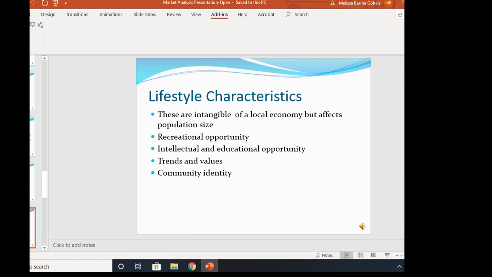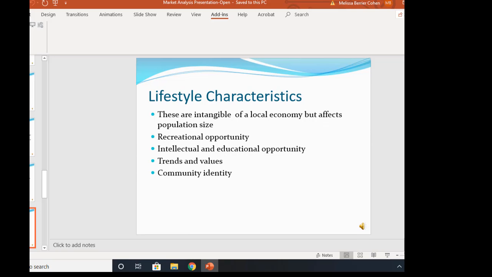Now another characteristic to consider are lifestyle characteristics. These are intangible aspects of a local economy, but they affect the population size. This information may not be readily available through the Census Bureau or anything like that, but that's also very important if you're a real estate agent or a landlord or a retail person, corporate, to go to the area and get a feel for the area.